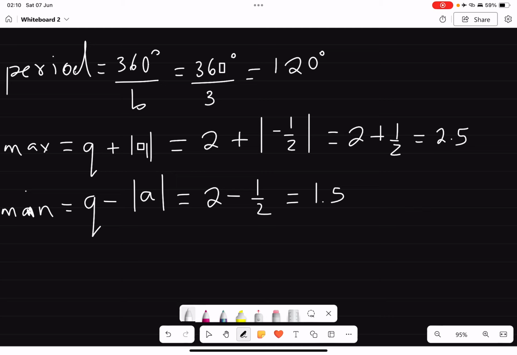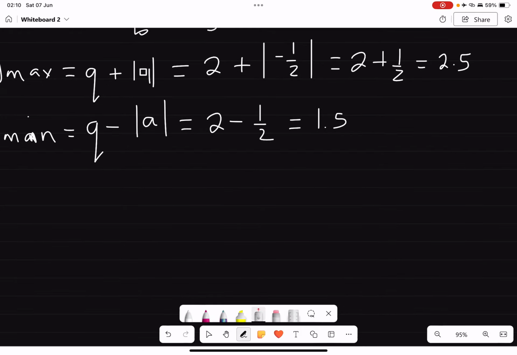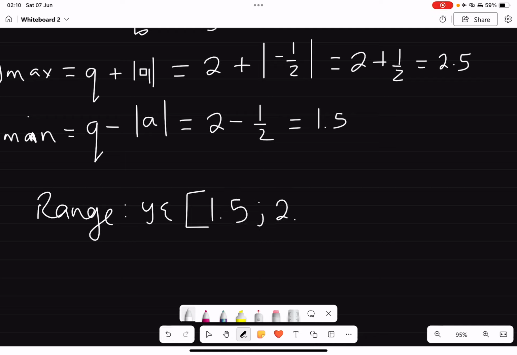All right, so basically what I did is I just wrote this part here, but I know that this sign will now be a minus. It always just switches, and then that gives you a minimum y value. And then the range would be y elements from 1.5 to 2.5 with square brackets to show that these have been included as well, right?